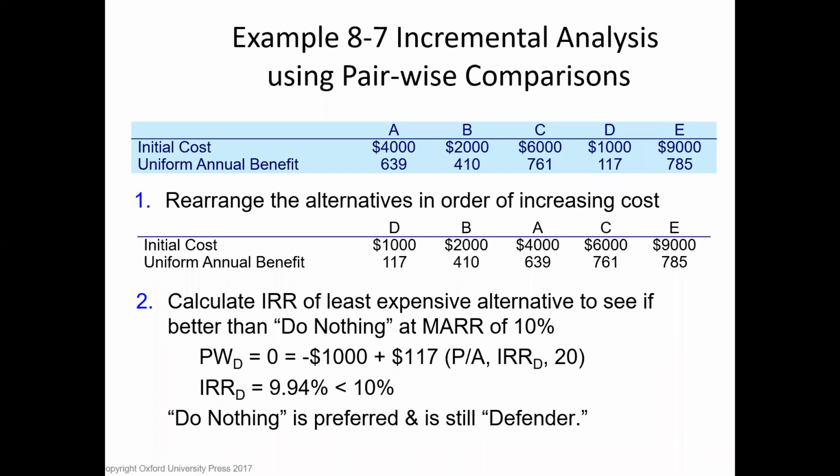Secondly, you calculate the internal rate of return of the least expensive alternative to see if it's better than the do nothing at a particular interest rate, let's say 10%. If you calculate present worth by way of Excel or the formula, you're going to get 0. The internal rate, you're going to get 9.94. What that tells us is that do nothing is still preferred and is still the defender.